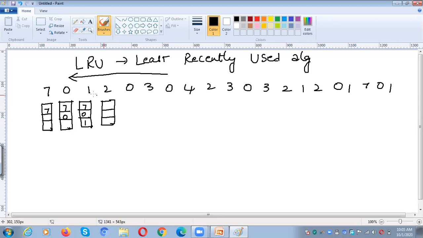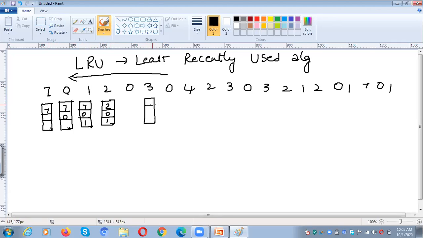So which one I need to select? In this direction, which one is the last one? 7. I need to replace it with a 7. Why? Because it is used recently, most recently, when compared to 7. Are you got my point? Yes, ma'am.